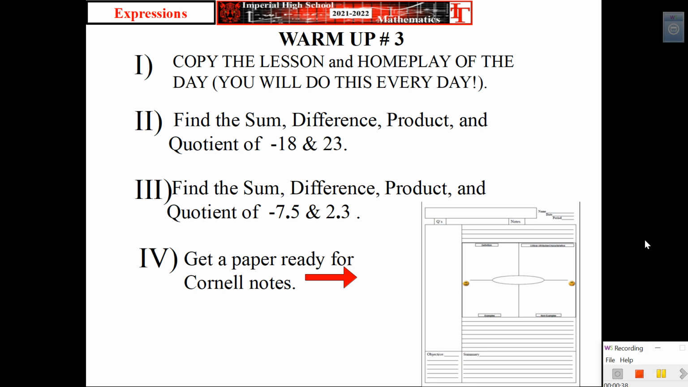All right, so you should be just about done, yes? Show of hands if you need more time. Okay, I'll give you one more minute for number 3. I'm assuming you're finishing number 3, yes? Okay, so once again, for number 2, it says find the sum, difference, product, and quotient of negative 18 and 23. And number 3, it says find the sum, difference, product, and quotient of negative 7.5 and 2.3. So I'll give you a little bit more time for those two.